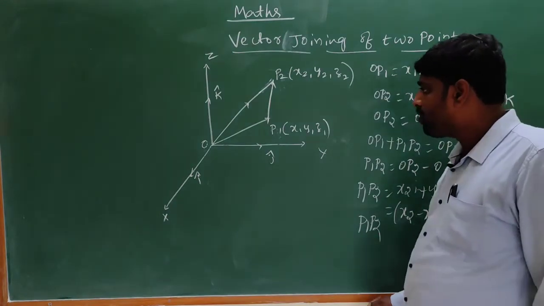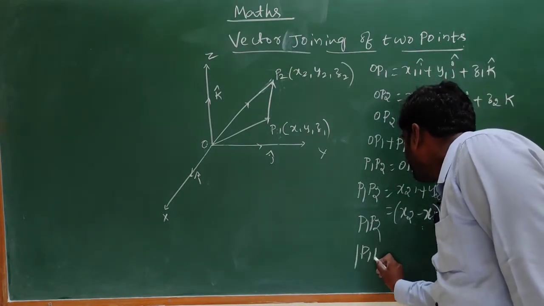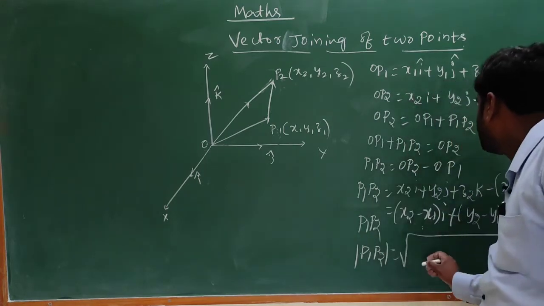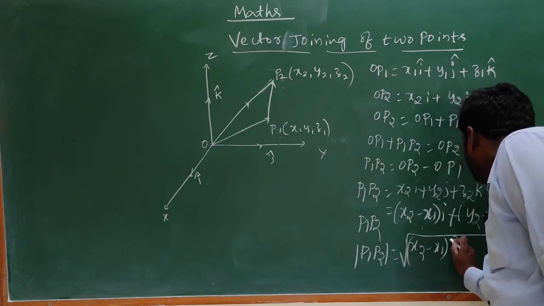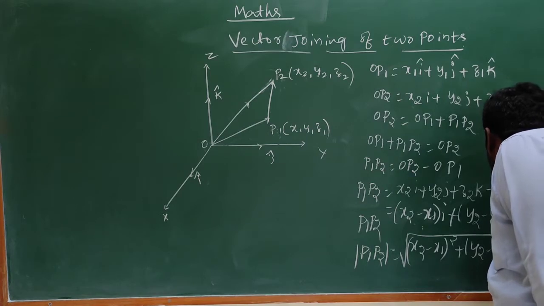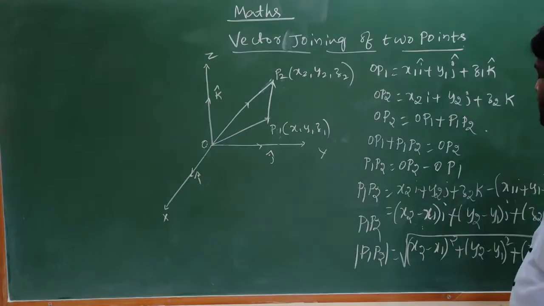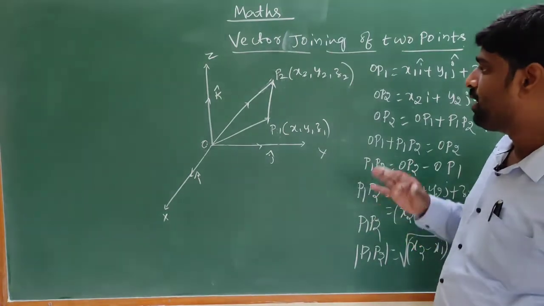Now I want to find the magnitude of P1P2. So the magnitude of P1P2 is equal to the square root of (x2 minus x1) whole square plus (y2 minus y1) whole square plus (z2 minus z1) whole square. This is the magnitude of P1P2. Now I will repeat once again.